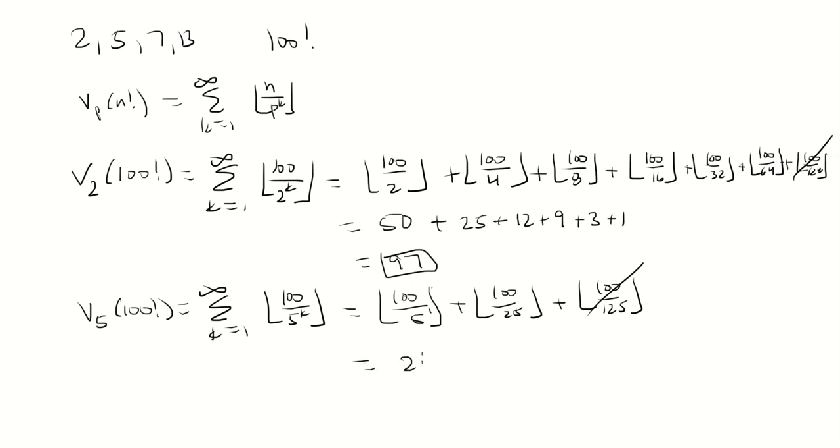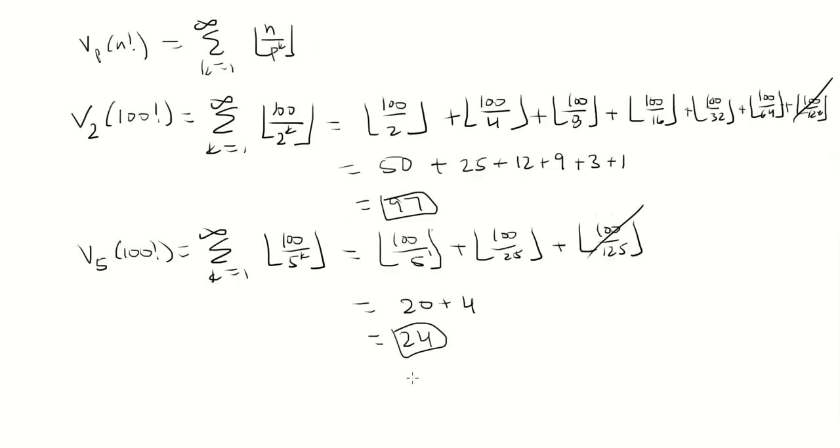100 divided by 5 is 20. 100 divided by 25 is 4. That's going to be a total of 24. So remember, these are going to be the exponents. So we're looking at the factors. So we will have to do an extra step in a second. So let's move on to 7 now.